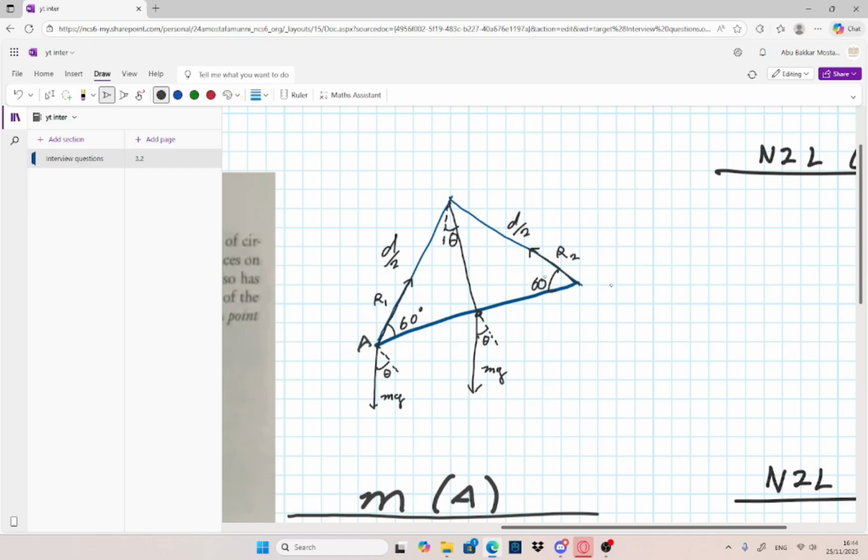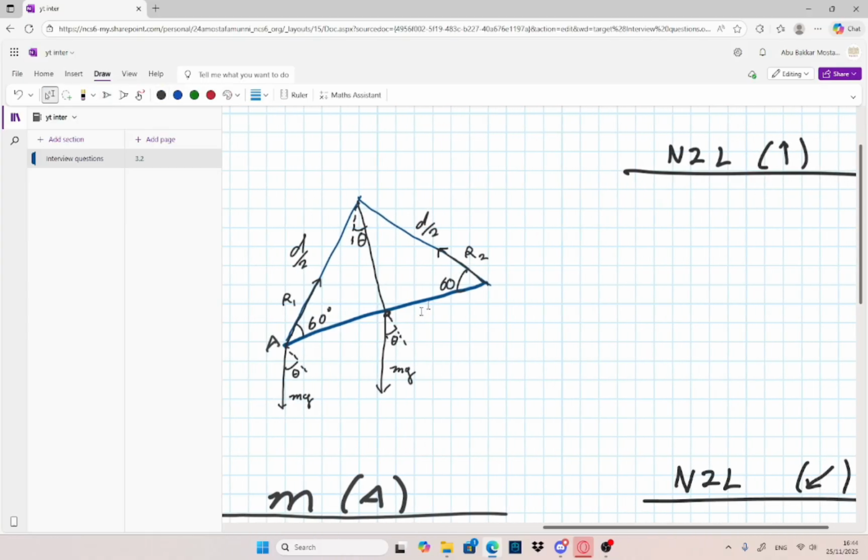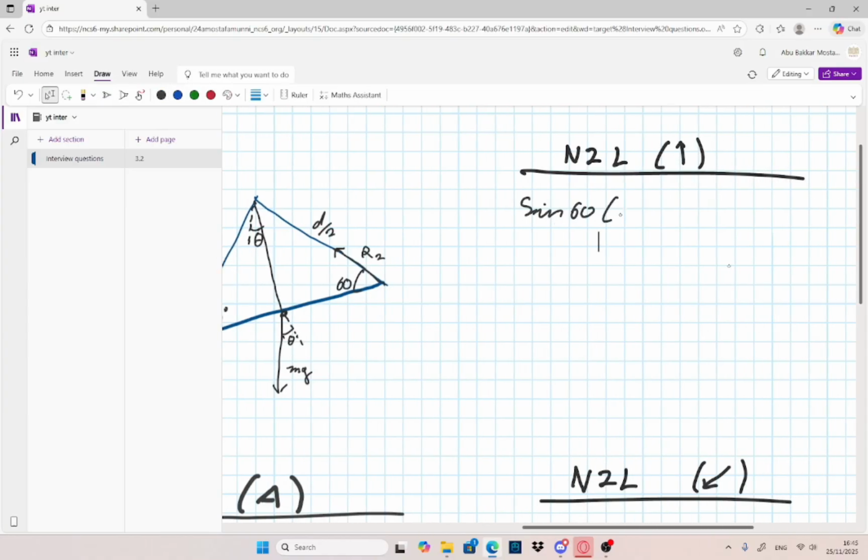So to do this, we're going to have to resolve the angles. First, we're going to resolve them perpendicularly. So to do that, we have this one and this one, which act opposite to this one and this one. Because they're the same angles, we can group them. So I have sine 60 (R1 plus R2) is equal to, because they're both the same, 2mg cos theta.